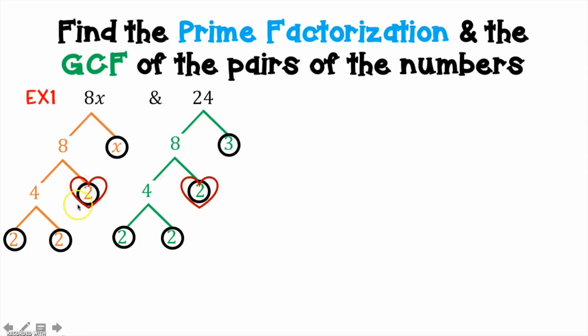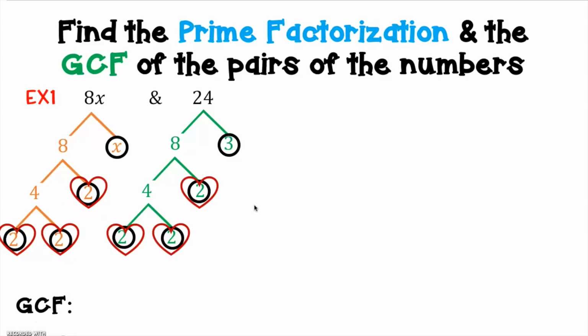So you've got a pair of 2s, you've got 1, 2, and you've got a couple more here. And then x and 3 are not the same thing, no matter how we write them. So our GCF right here would be 2 times 2 times 2, which gets you 8. And in this case, your GCF would be 8. Now, some of you might have already seen that because you know 8 times x is 8x, and you know that 8 times 3 is 24. So sometimes you won't even need to take it down to its prime factorization. You'll already see it.